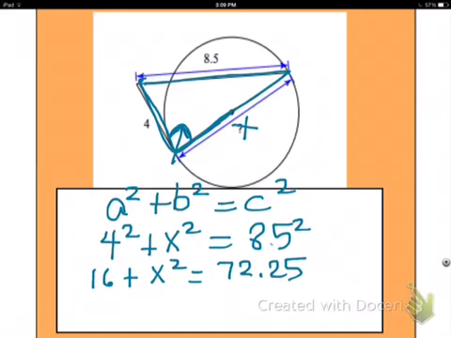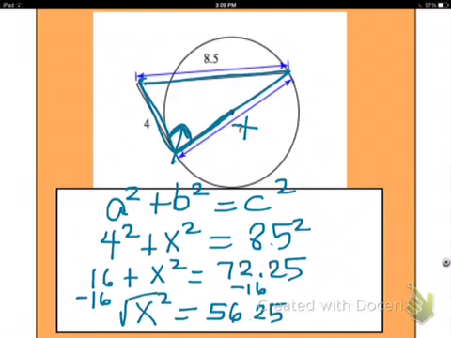So to solve for x squared, I need to subtract 16 from both sides. Don't forget to line your decimals up if you're not using a calculator. So that's going to give me x squared equals 56.25. And to find my answer, I need to take the square root of both sides. So my answer is going to be x equals 7.5. And I look at my picture here, and I see 7.5 is a reasonable answer. It is smaller than the hypotenuse. So I think I've done a good job there.